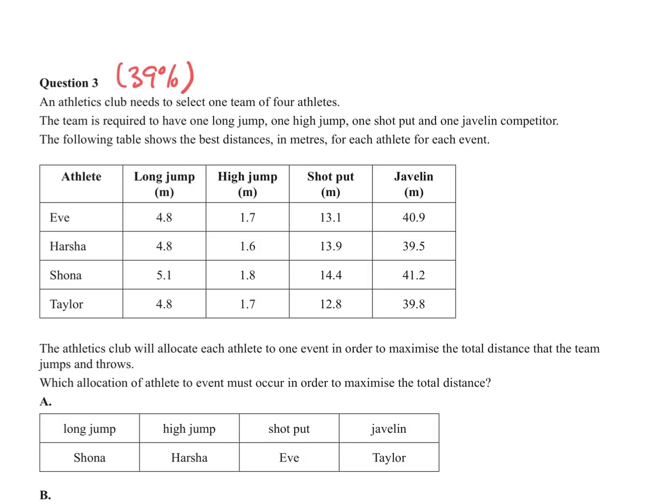So an athletics club needs to select one team of 4 athletes. The team is required to have 1 long jump, 1 high jump, 1 shot put, 1 javelin. The following table shows the best distances in metres. And there they are. The athletics club will allocate each athlete to one event in order to maximise. So this is where you've got to be careful. When we're maximising, we don't do the Hungarian algorithm, because the Hungarian algorithm we show you is to find the minimum time, the minimum cost. This is a different scenario where we want to allocate, but we want the largest.